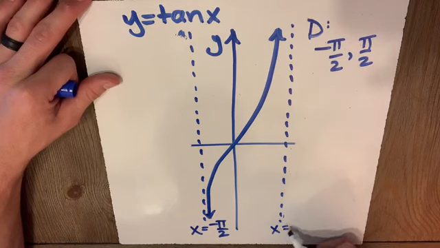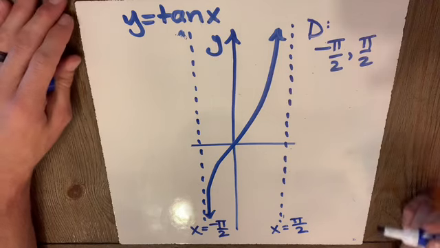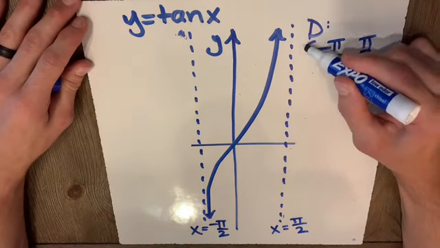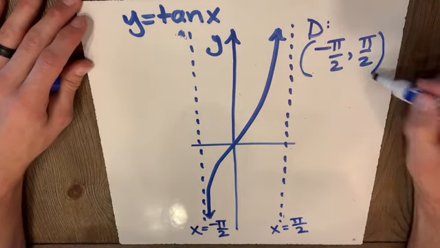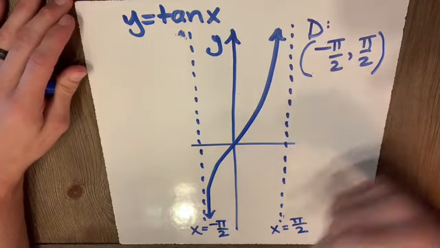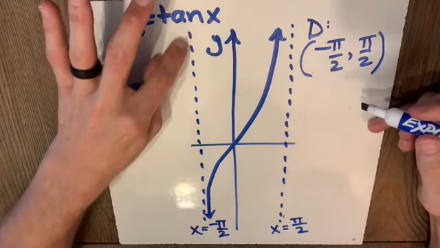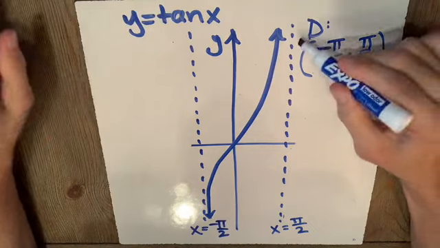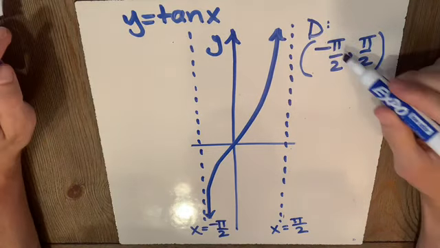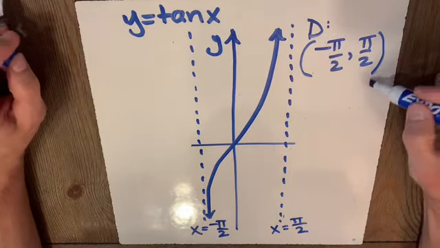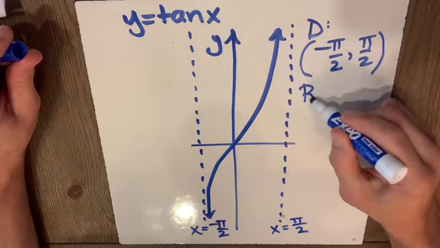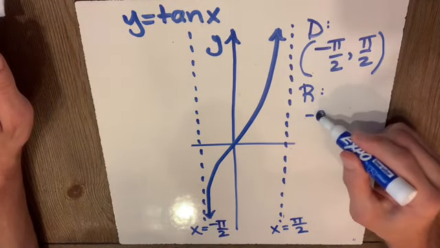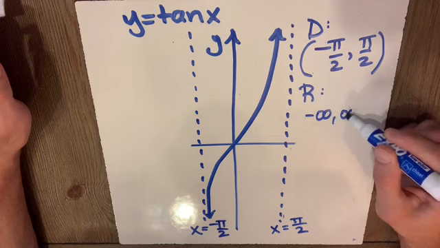Here is our right-hand asymptote at positive pi over 2. Notice I can't include those endpoints. They're vertical asymptotes. They're no-fly zones. So slight difference from the sine function where we had those boxy brackets. The domain here is curvy brackets. And of course, the range is from negative infinity to infinity.